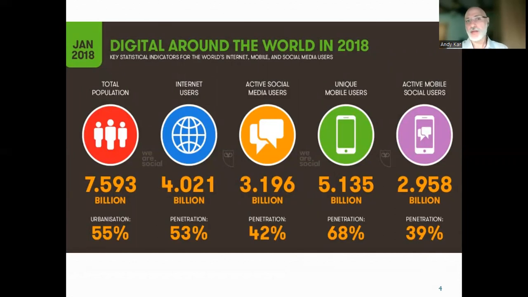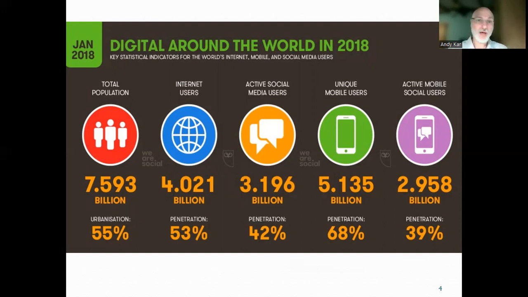We have some key statistical indicators, like the KPIs, the key performance indicators. Here we have the key statistical indicators, which are indicators of the most important elements in terms of the digitalization of the world. And here we're going to see which are they and why. So we have indicators for the world's internet, mobile, and social media users. We have a total population of the world in January 2018 of 7.593 billion people, with an urbanization of 55%, while we have internet users that are 4.021 billion.